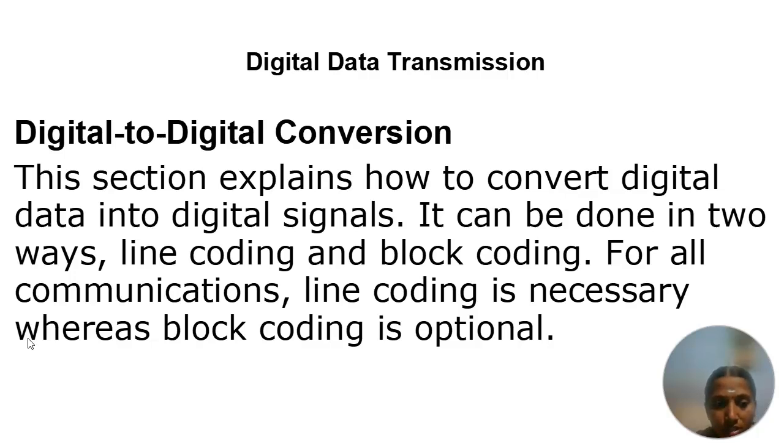Digital to digital data conversion is done in two ways. One is line coding, another one is block coding. For all communication, mostly we are using line coding. For all communication, line coding is necessary, whereas block coding is optional.